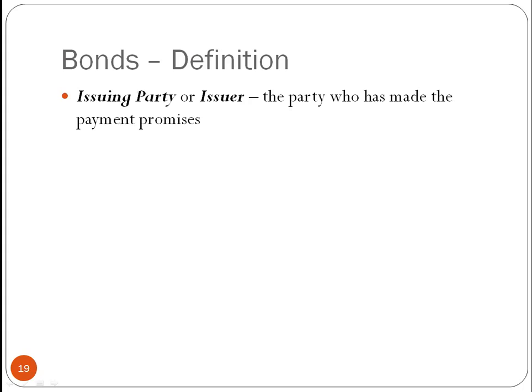So let me just continue with some terms here. There are a lot of new terms with bonds. The issuing party or the issuer is the party that has made the payment promises. We promise to pay the following. That's the issuer. The issuance of bonds is known as a bond offering.